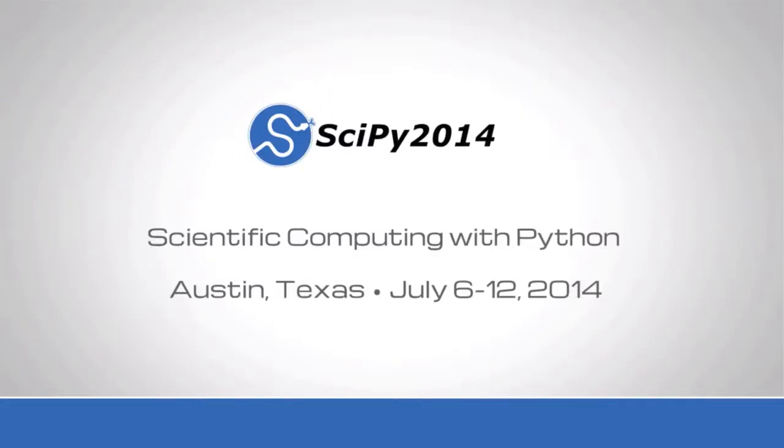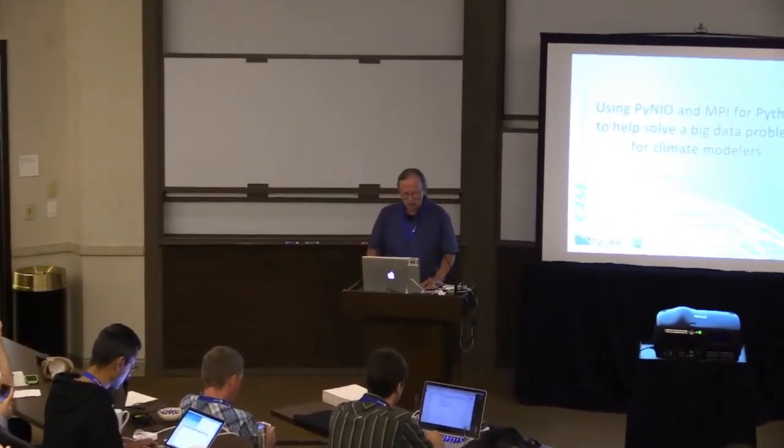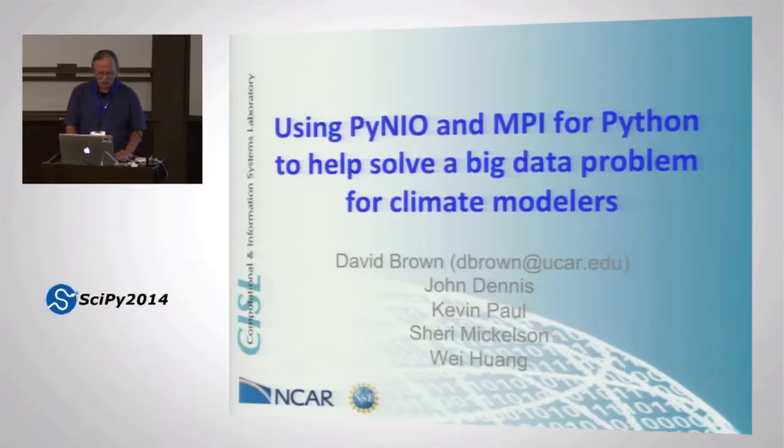I'm Dave Brown from the National Center for Atmospheric Research, and I'm going to talk about a case study of using Python to solve a specific big data problem that was faced, and is still faced, by climate modelers at NCAR. This talk is based on past and ongoing work primarily led by some of the people listed below my name here, and I'd like to thank them up front.